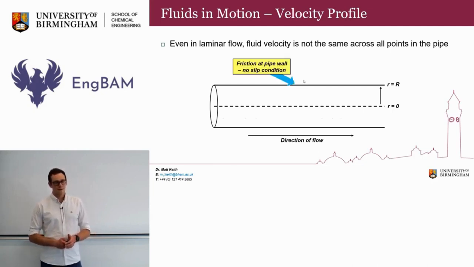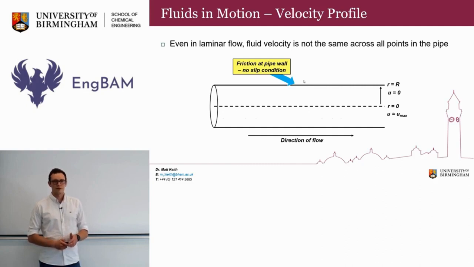At that pipe wall, at r equals R, there is friction, and that friction is so great that there's a small layer of molecules that don't actually move, and that's known as the no-slip condition. So because there's no molecules moving there, our fluid velocity, or U, will be equal to 0.